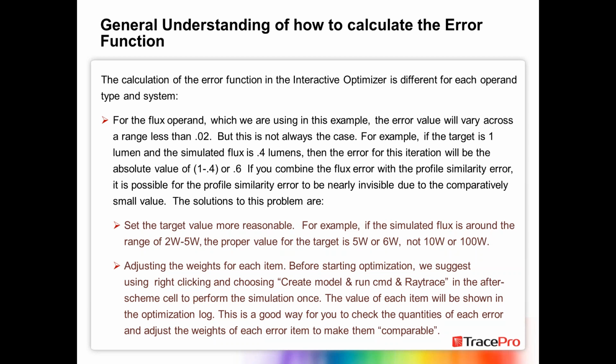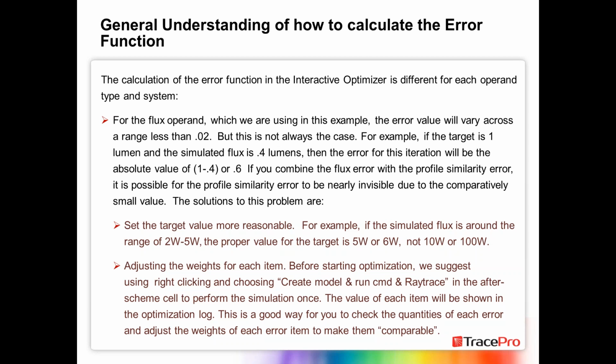So what's best to get a good error value is that you set the target value of the operand very reasonably. So for instance, if the simulated flux is in the range of 2 watts to 5 watts, then you want to set an operand target of 5 watts or 6 watts, not 10 watts or 100 watts, because you're going to get very, very small values.